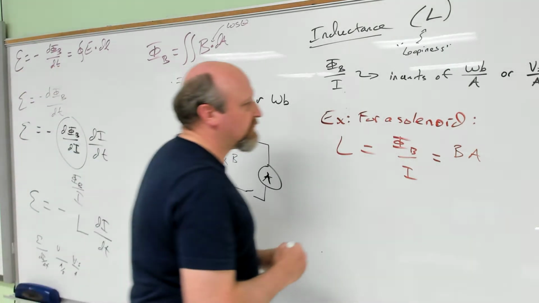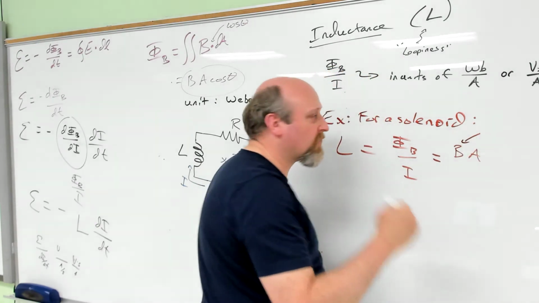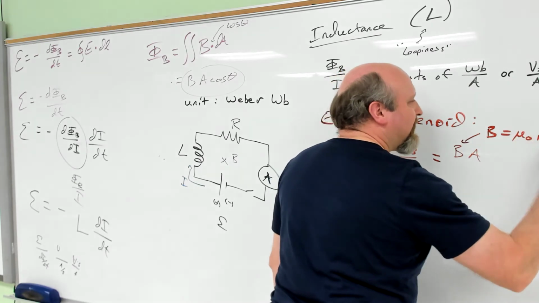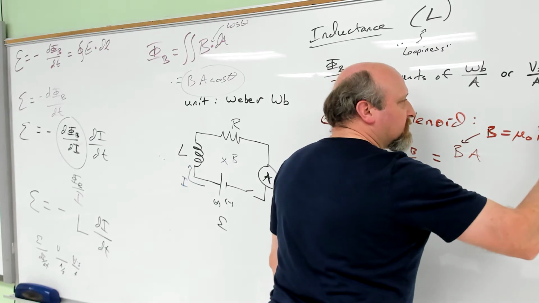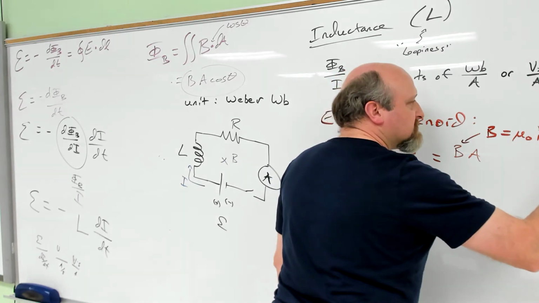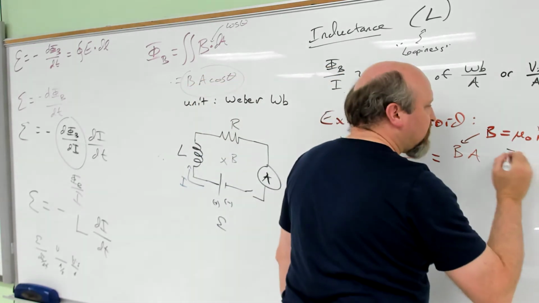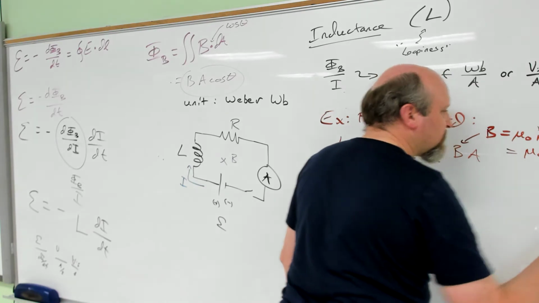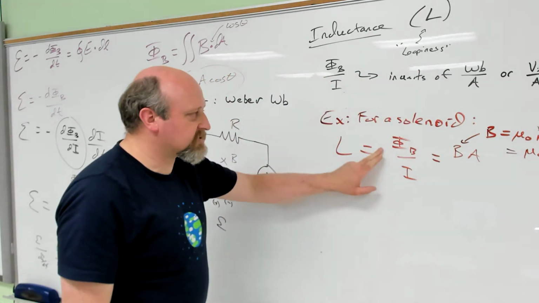If I put in the B field strength at the heart of a solenoid, we derived that before, for a solenoid that was mu naught n I. You say, wait, what's that lowercase n? That's the loops per length, how densely packed the loops are in my solenoid, right? So I could rewrite that as mu naught n, loops per length, times I. Now that's just the field strength at the center. But what I want is the flux.